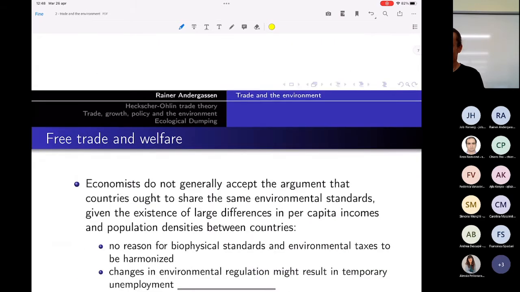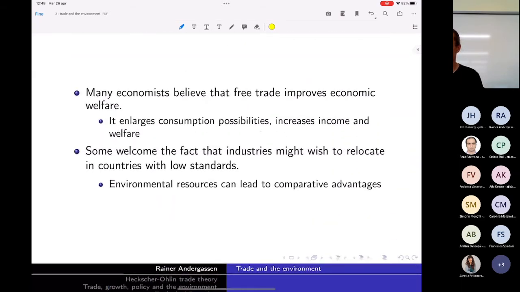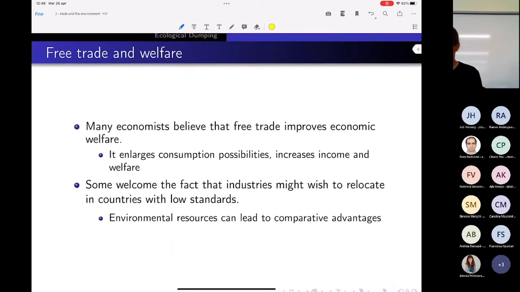Let's go into some other discussion before going to the results. As already mentioned, many economists believe that free trade improves welfare, and this is because it enlarges consumption possibilities, increases income, and so welfare. This is the result: it enlarges consumption possibilities, it increases income, and therefore it increases welfare.